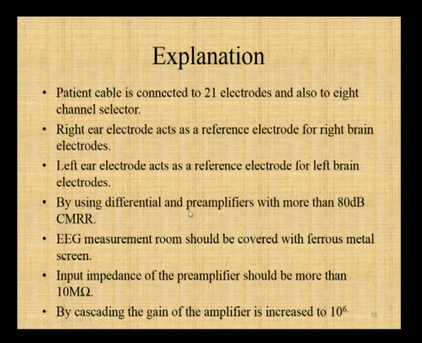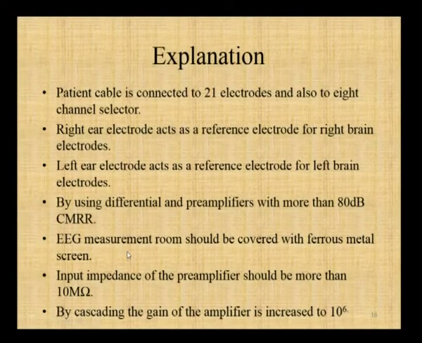So we will be using differential amplifiers, pre-amplifiers, bioamplifiers. Because of these amplifiers, we will get a high CMRR value, more than 60 decibels. The CMRR is the common mode rejection ratio. This EEG measurement will be placed in a room which is covered with a ferrous metal screen.